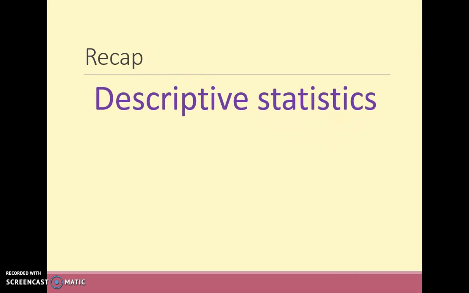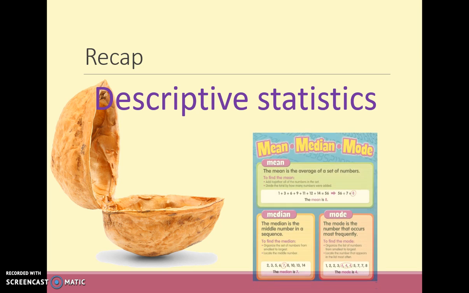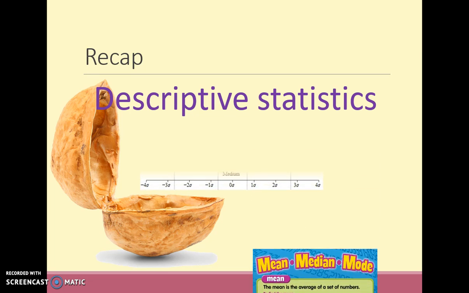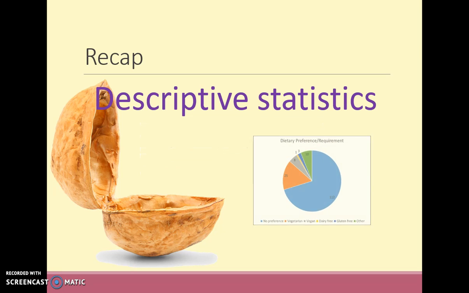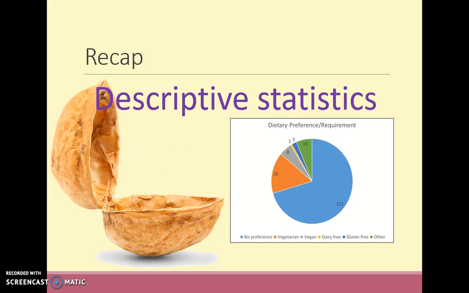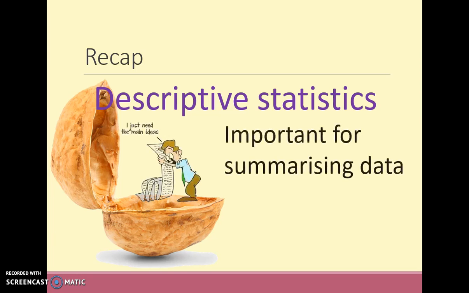So, in a nutshell then, descriptive statistics incorporate measures of central tendency, they incorporate measures of dispersion, and it can also incorporate data visualization. And hopefully you guys will remember that all of these things are really important for just summarizing data.